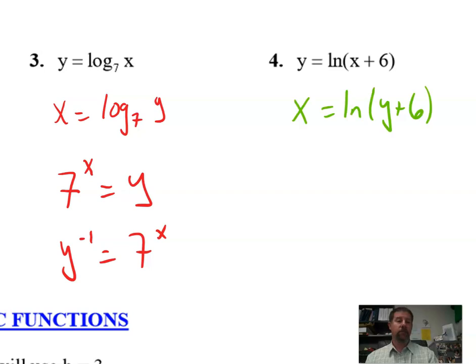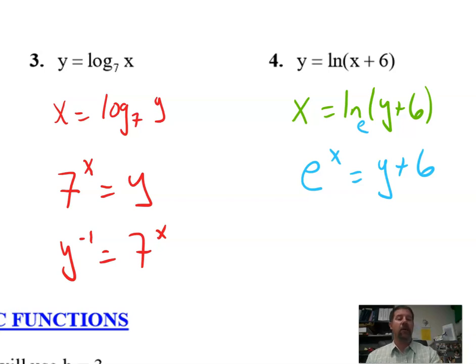And number 4, change x and y. I then need to change forms. If this is in log form, remember ln is log form, it's log base e. So the base of my log is going to become the base of my exponent. And again, it's not like e to the y plus 6 because that's too easy. So it's e to the x, and y plus 6 is by itself.